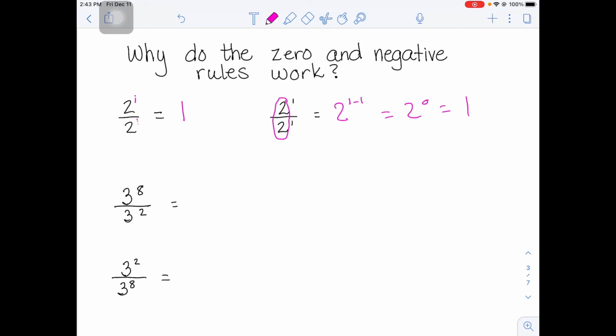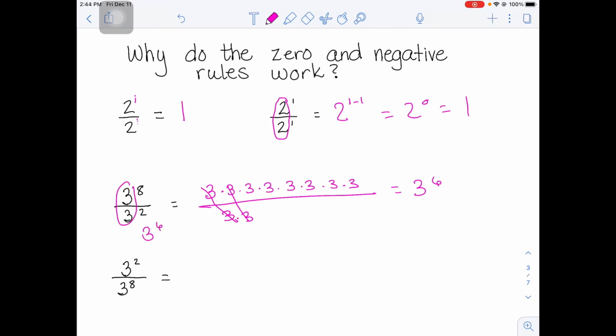So when we think about this one here, we actually have 3 times 3 times 3 times 3, 8 times. 1, 2, 3, 4, 5, 6, 7, 8, and 2 here. These would cancel out, and we're left with 3 to the 6th. Okay? 3 is our base. 8 minus 2 is 6.